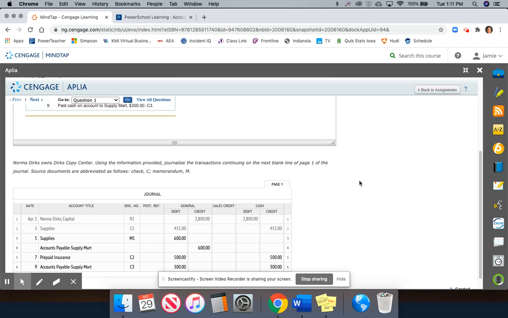For the last 2 sections of the chapter, 3.3 and 3.4, we'll be working it in the same journal, using the same company, and continuing to journal chronologically.